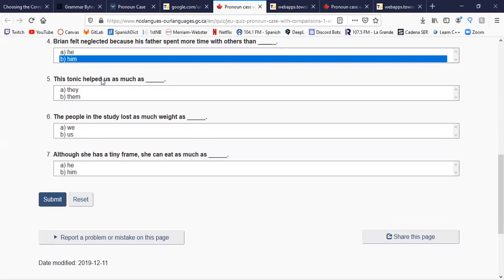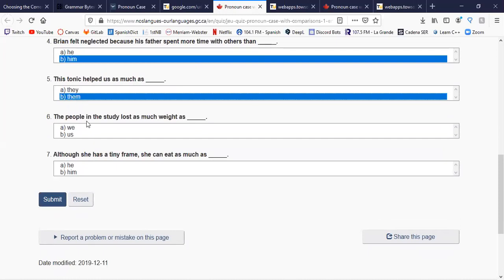Number 5, this tonic helped us as much as they or them. So pause the video and think of the answer. So the answer here would be them. Because add some extra words to the sentence. So this tonic helped us as much as it helped them. And now you can see why it's them.